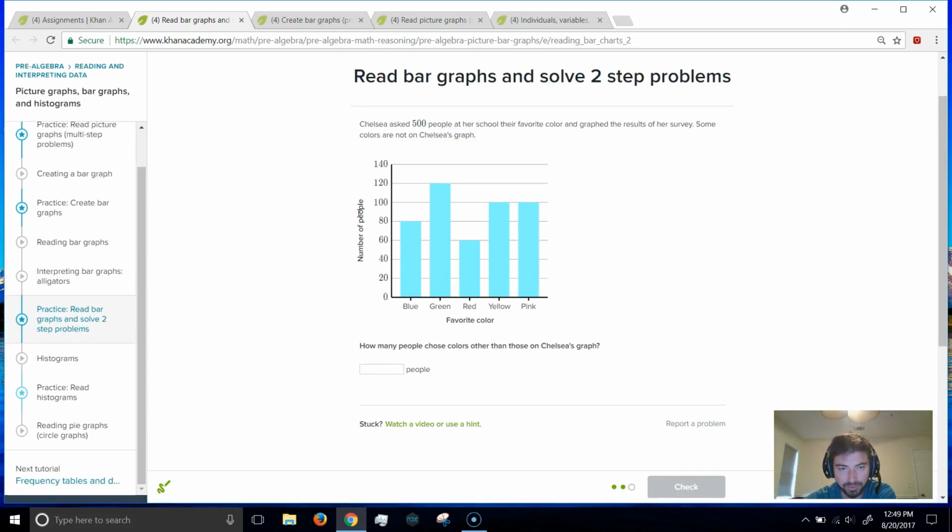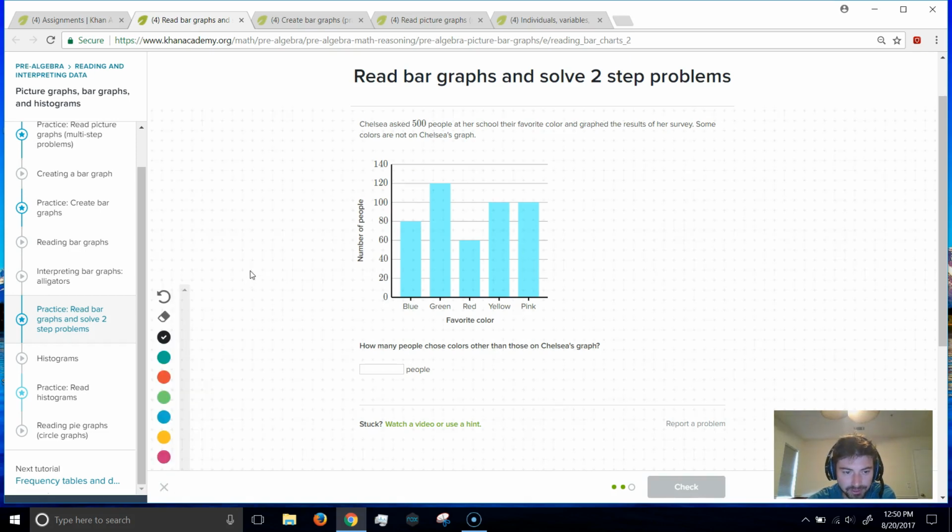Looks like a pretty similar question. Number of people, favorite color. Chelsea asked 500 people at her school their favorite color and graphed the results of her survey. Some colors are not on Chelsea's graph. So she may have asked some colors, but she didn't put those on here. So how many people chose colors other than those on Chelsea's graph? Wow. Okay, so we know there's 500 total, so we have to add these up, and then whatever the total is, subtract that from 500, because we want to know how many didn't make it on here.